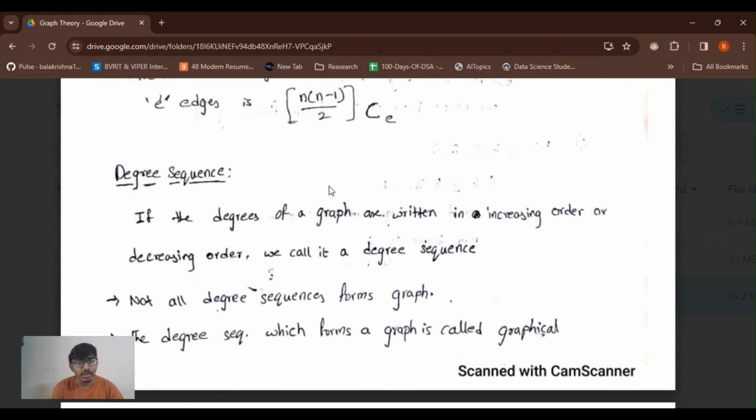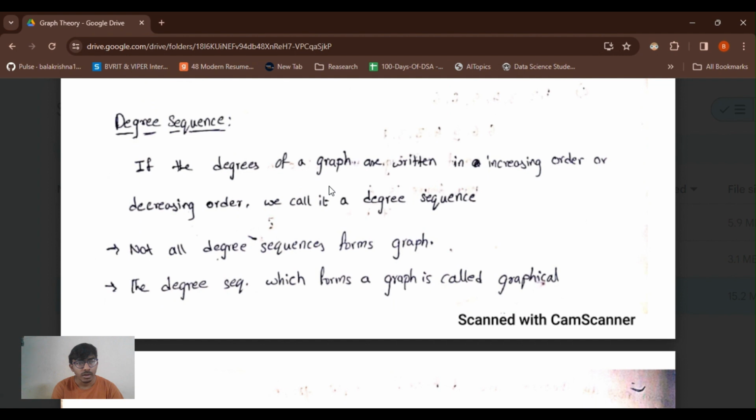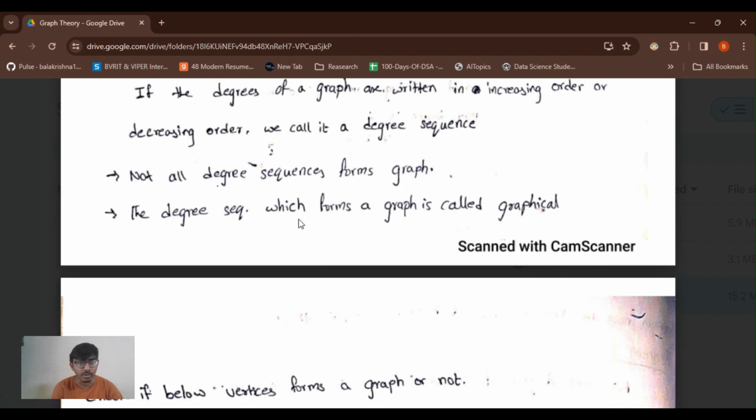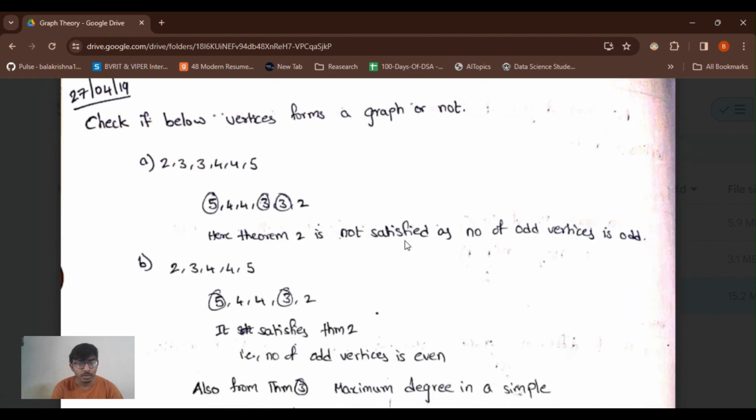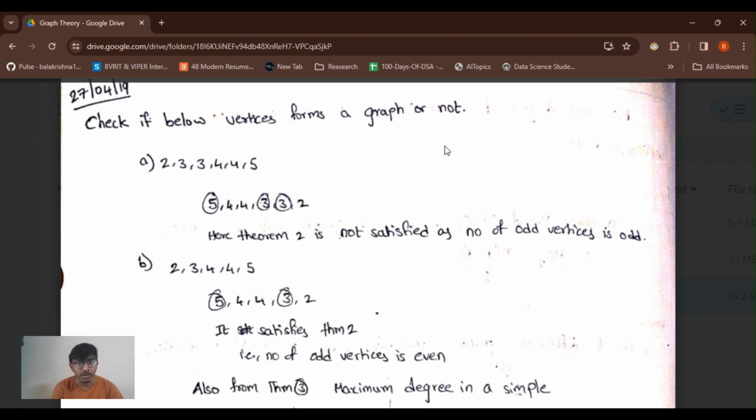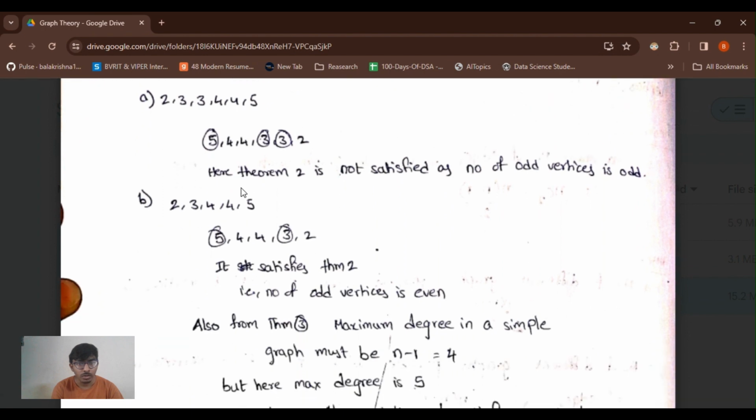So degree sequence. If the degrees of the vertices of a graph are written in increasing order or decreasing order, we call it a degree sequence. Not all degree sequences form graphs. So check whether the below vertices form a graph or not. From theorem 2, it is not satisfied as the number of odd vertices is odd.